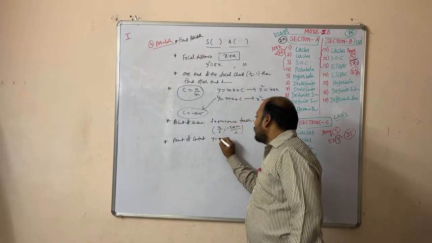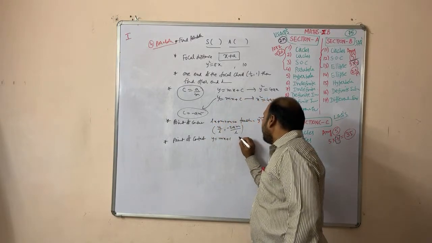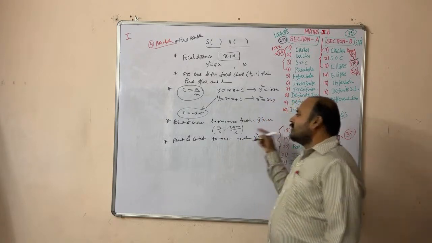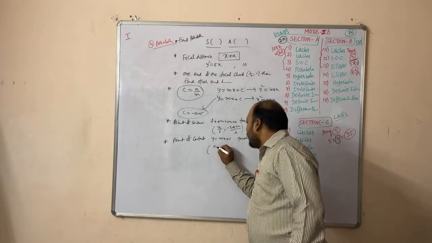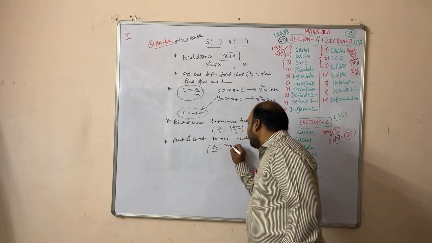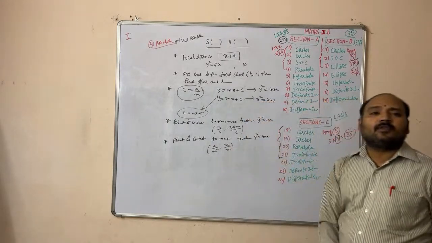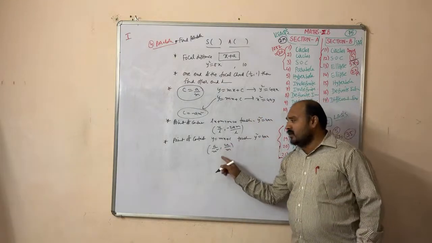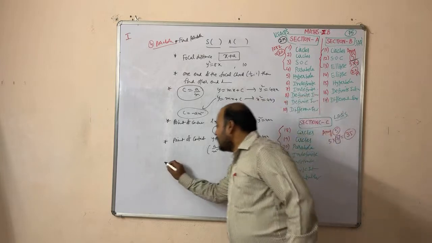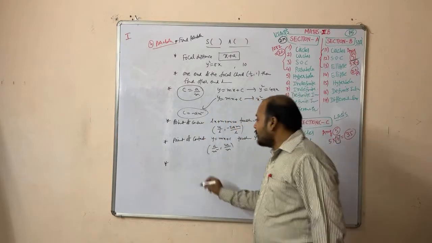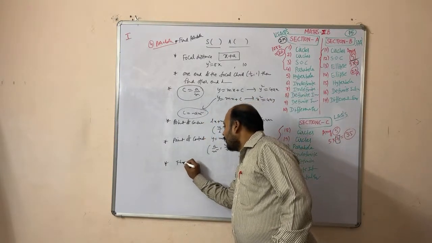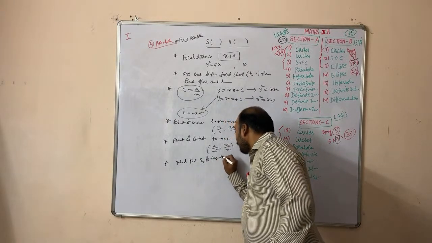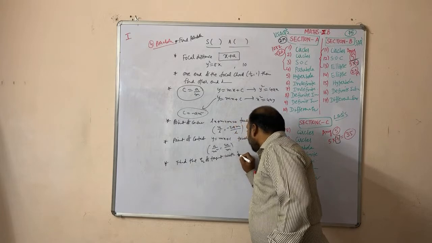If the line y is equal to mx plus c is tangent to the parabola y square is equal to 4ax, then the point of contact is (a by m square, 2a by m). From the parabola the a value will come, from the line the m value will come. Not only this one, find the equation of tangent with slope m.